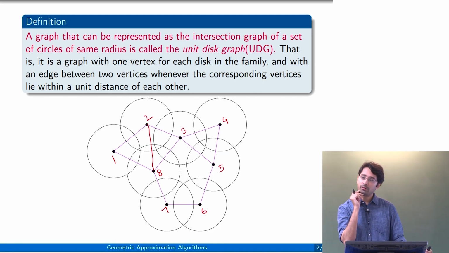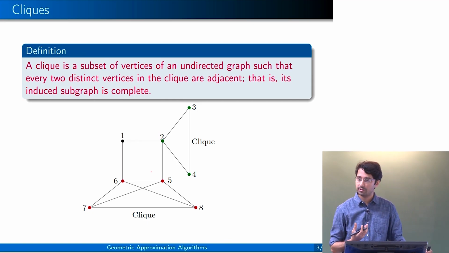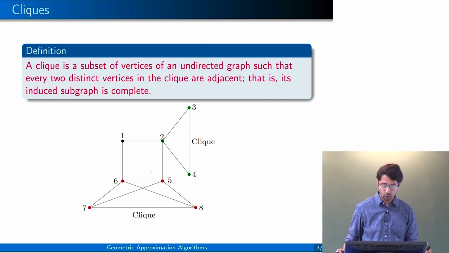So, we will try to ask the same algorithmic questions that we usually ask about any graph class. The first such question is how to find a maximum clique in a unit disk graph. What is a clique? A clique is a subset of vertices such that the graph induced by those subsets forms a complete graph. For example, 2, 3, 4 forms a clique, 5, 6, 7, 8 forms a clique, but 1, 6, 2, 5 does not form a clique, because the edges 2-6 and 1-5 are absent from the graph.